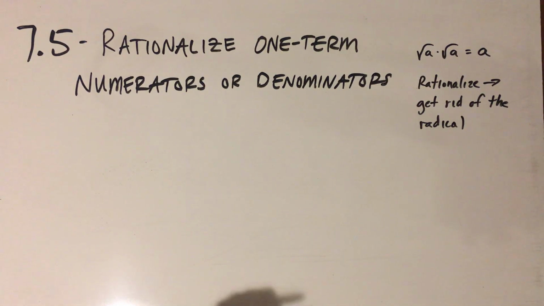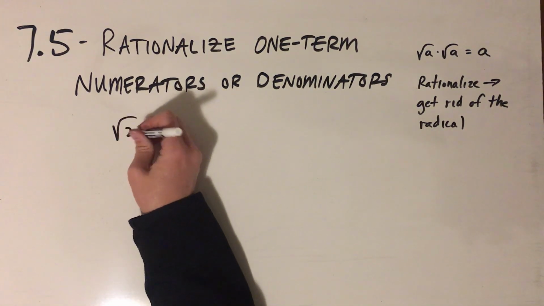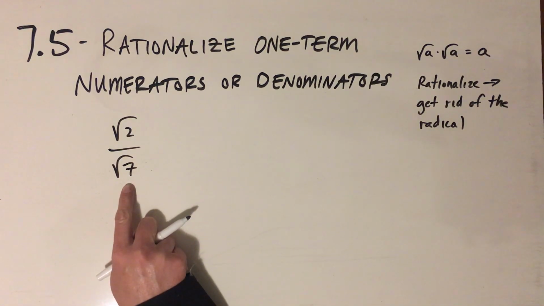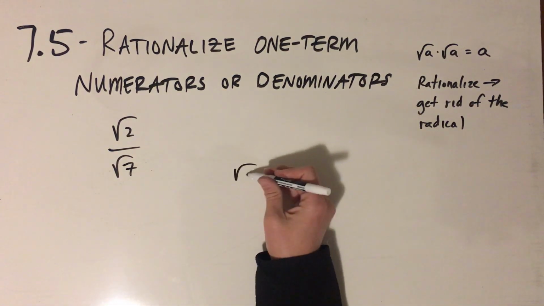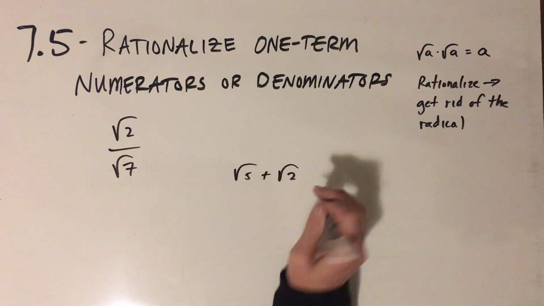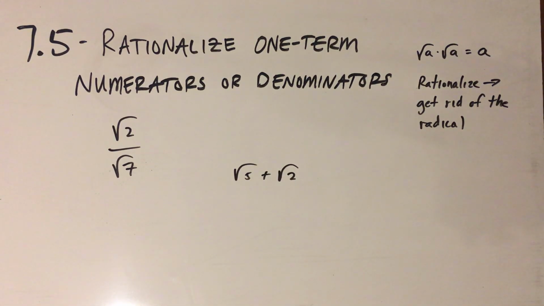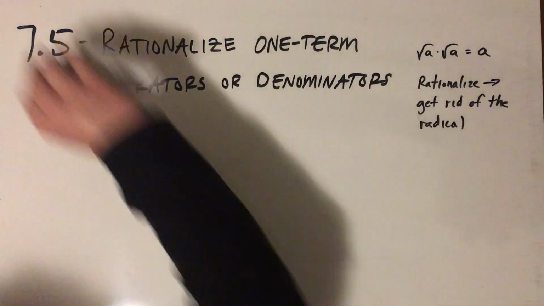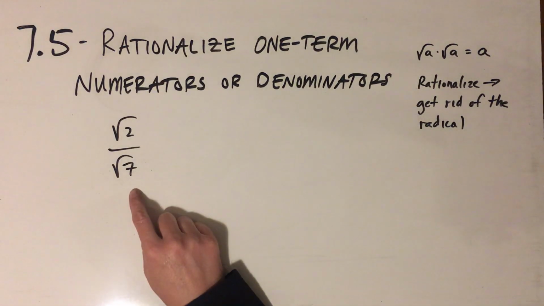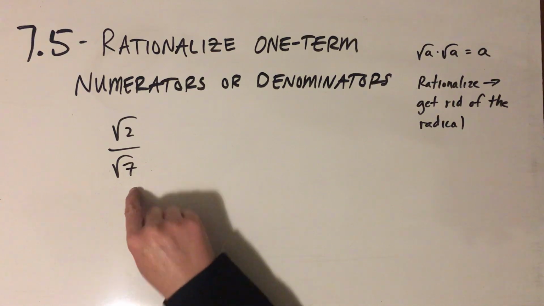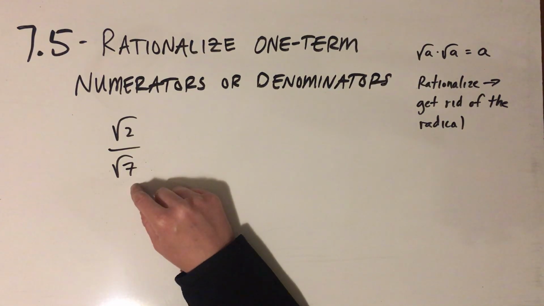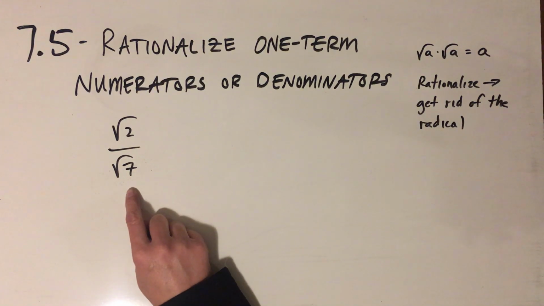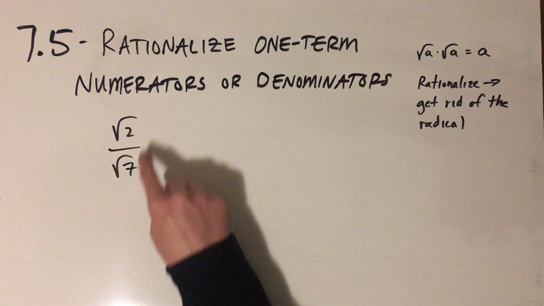One term. So if I had something like the square root of 2 over the square root of 7, well, this is just a single term. This isn't like the square root of 5 plus the square root of 2. This would be two terms, right? Like we just talked about. These are single terms. So if I want to get rid of the square root in this denominator, the best thing and the easiest thing to do is to simplify it first, which in this case it is, 7 is prime. And whatever I do to the bottom of this fraction, I have to do to the top.